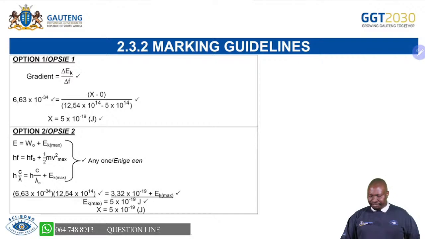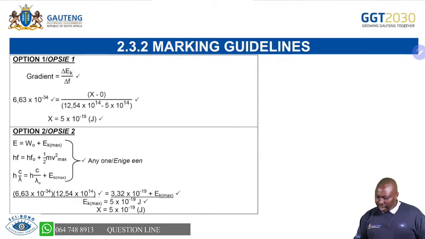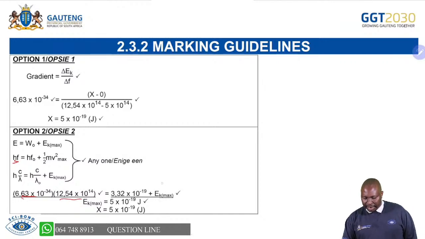So I was referring to the second option there, to say you can utilize the given information, which is hf, your Planck's constant, and your frequency, which is 12,54, and then you are able to write your Ek max there, and then you are able to do your calculations.